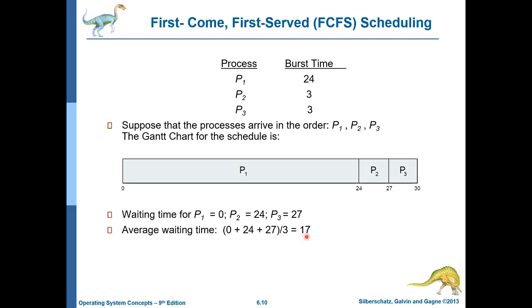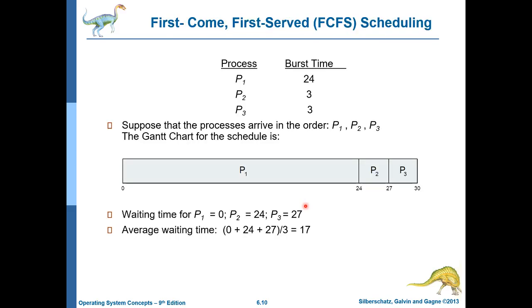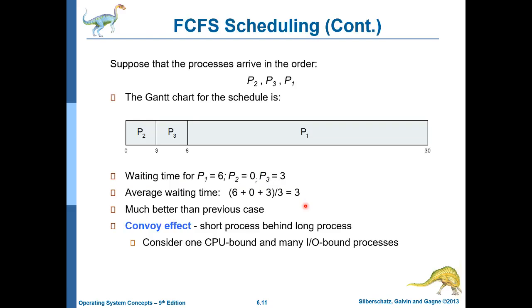Why is it high? Because in the other slide, if we change the order and make it P2, P3, P1, then we can see the waiting time is reduced to only 3 units as compared to 17. The reason is that in the first case, P1 was before these processes, so the other processes had to wait for a longer time. Here P2 and P3 were short processes, so P1 had to wait only a small time.